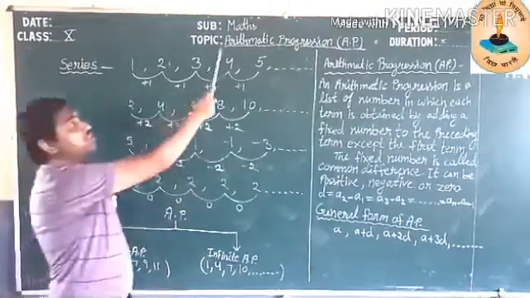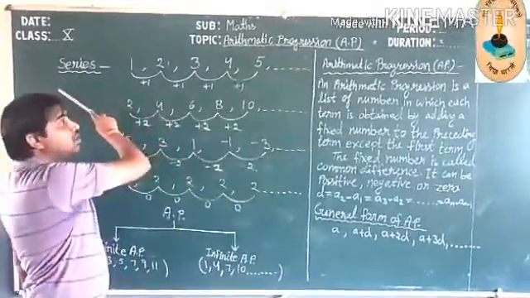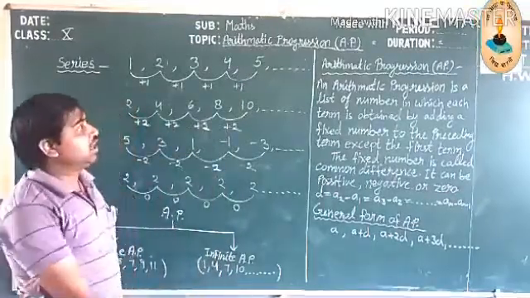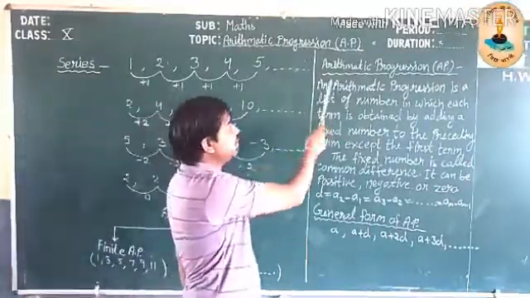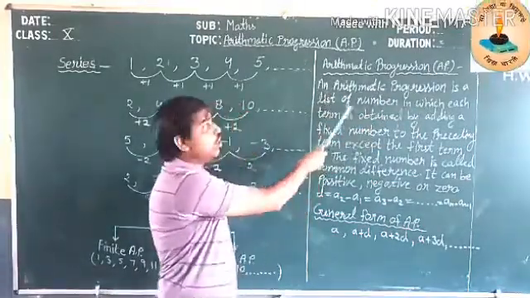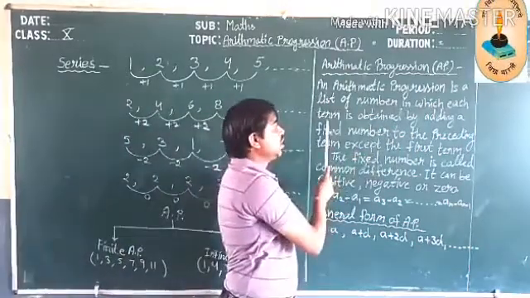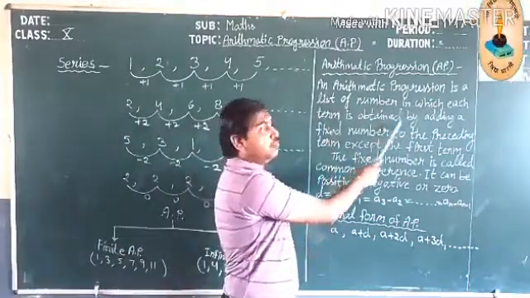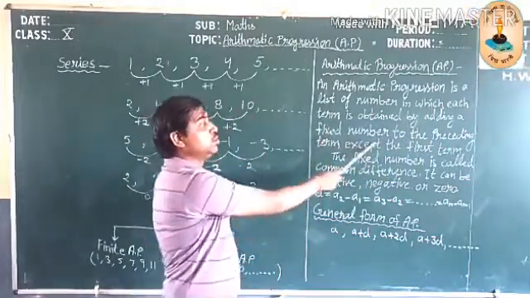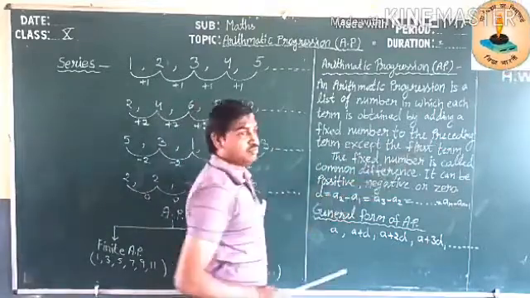But our topic is arithmetic progression. So series is related to arithmetic progression. We see the definition of arithmetic progression. An arithmetic progression is a list of numbers in which each term is obtained by adding a fixed number to the preceding term, except the first term.